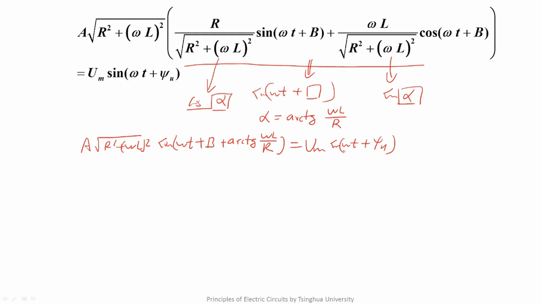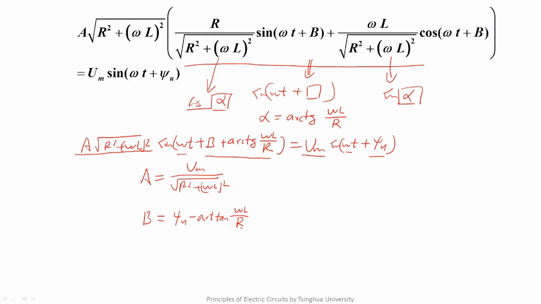We compare the corresponding coefficients, such as the amplitude, the angular frequency, and the initial phase angle respectively. Then we can find out that A equals Um over the square root of R squared plus omega L squared, and that B equals psi u minus arctangent omega L over R. Then we get the steady-state solution of the current. It can be expressed like this.